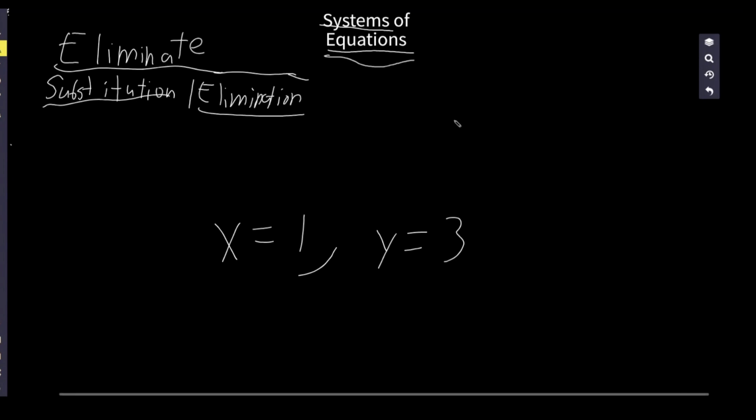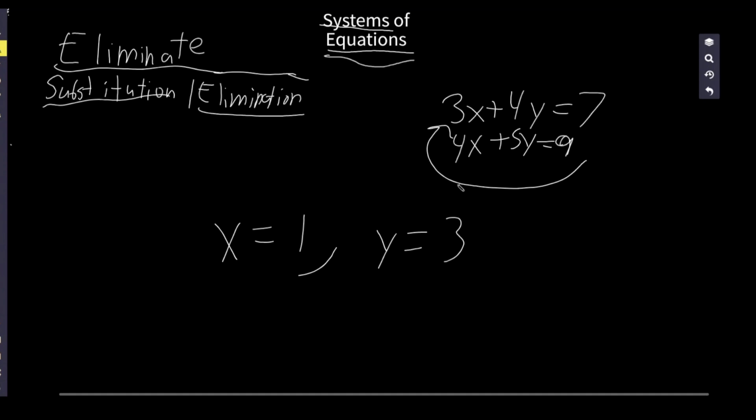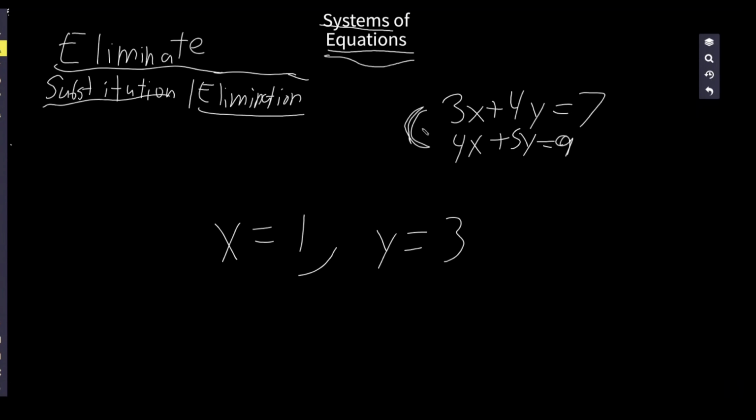And substitution does this by, sorry, let me just draw this out. Substitution does this by getting one variable in terms of another, and then plugging that back into the top. And elimination does this by getting the variables to have the same coefficient. Then they can add or subtract to eliminate that coefficient from that variable.